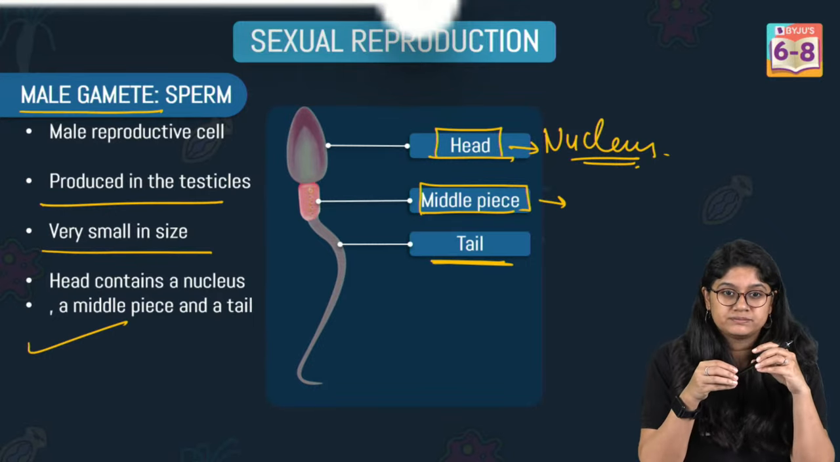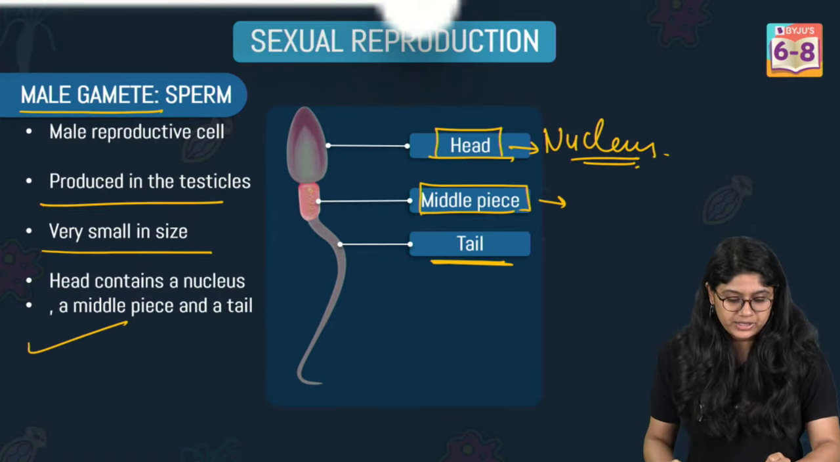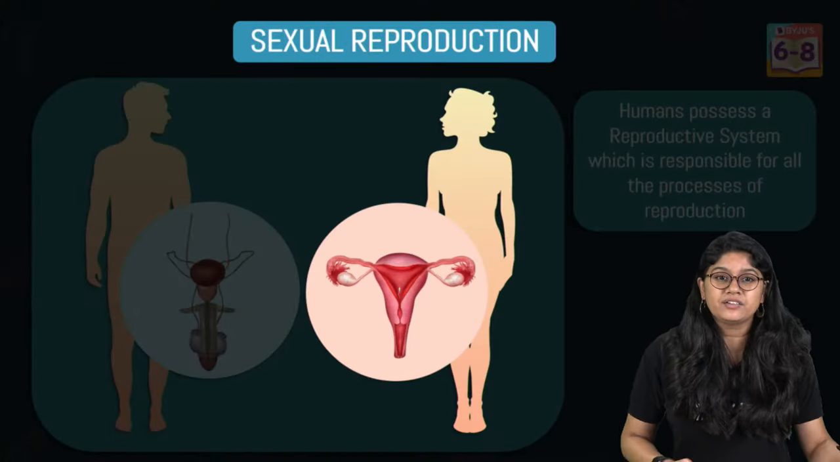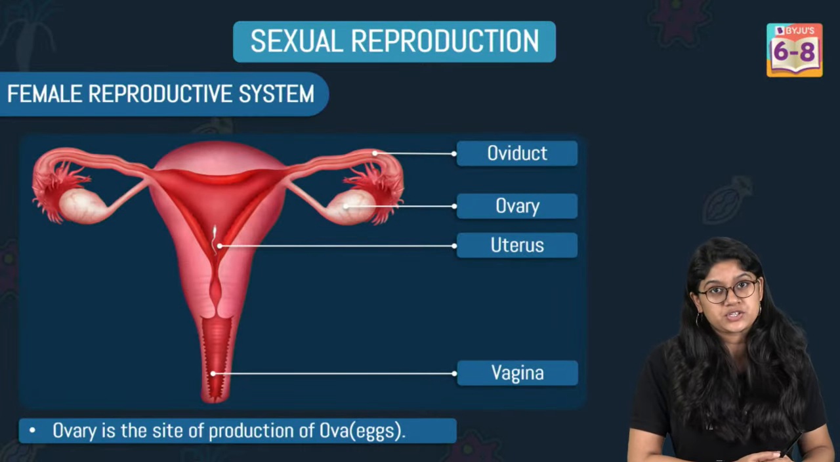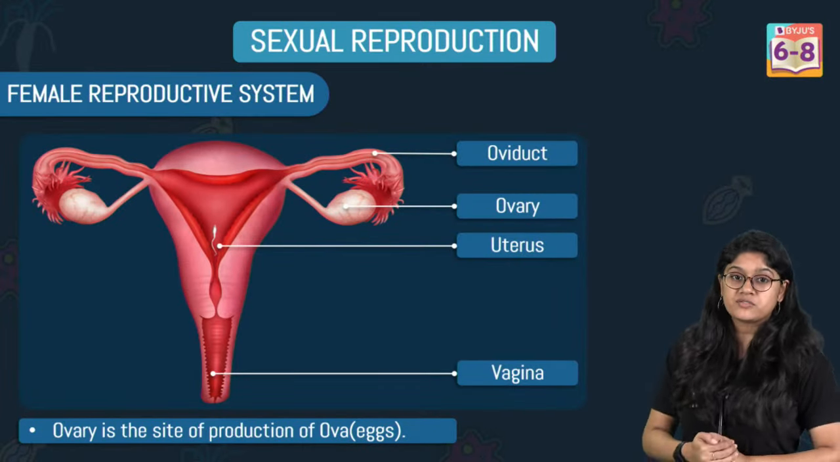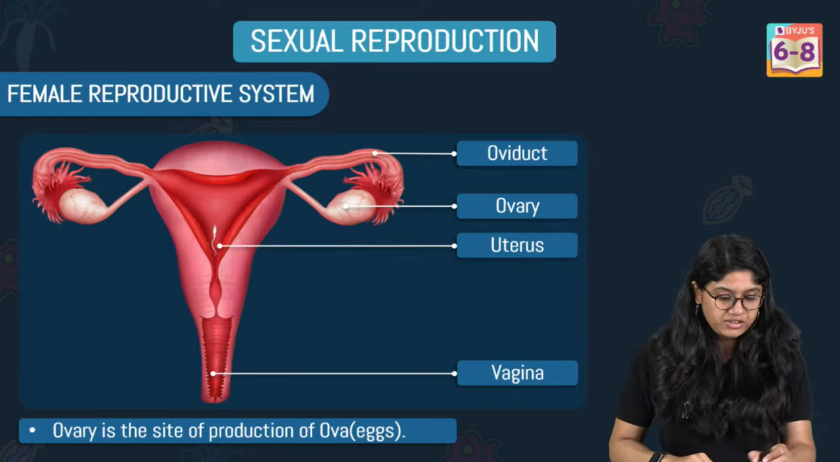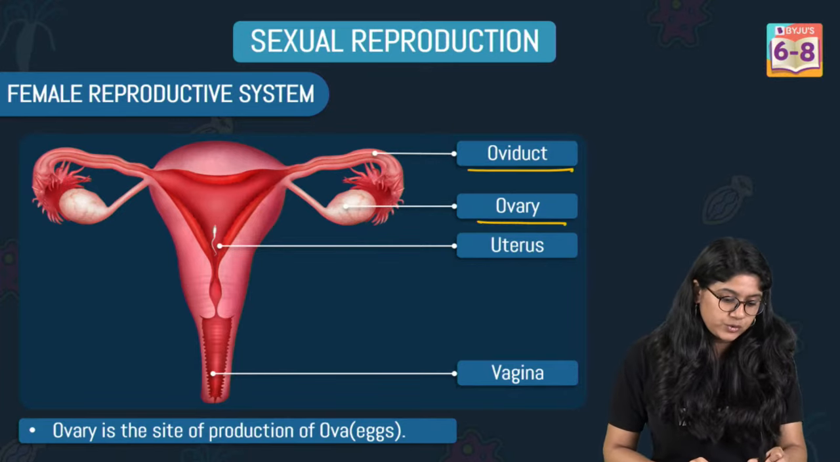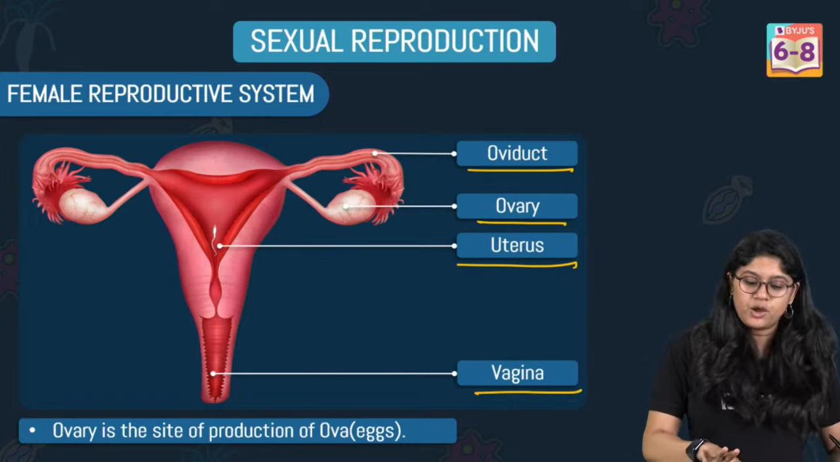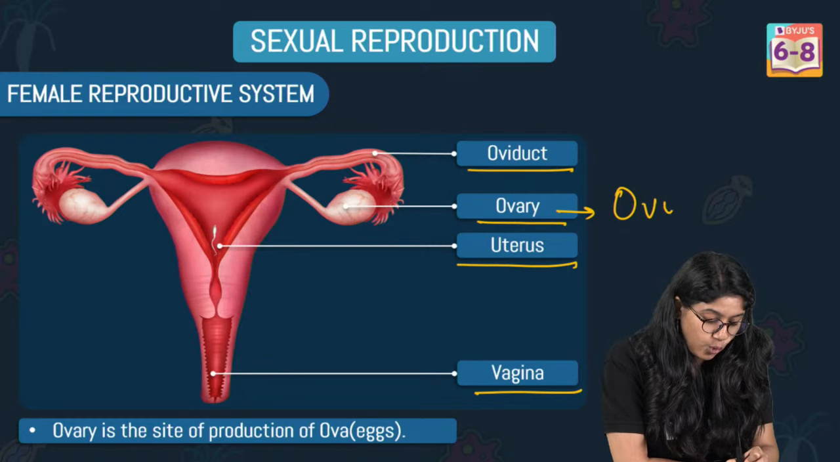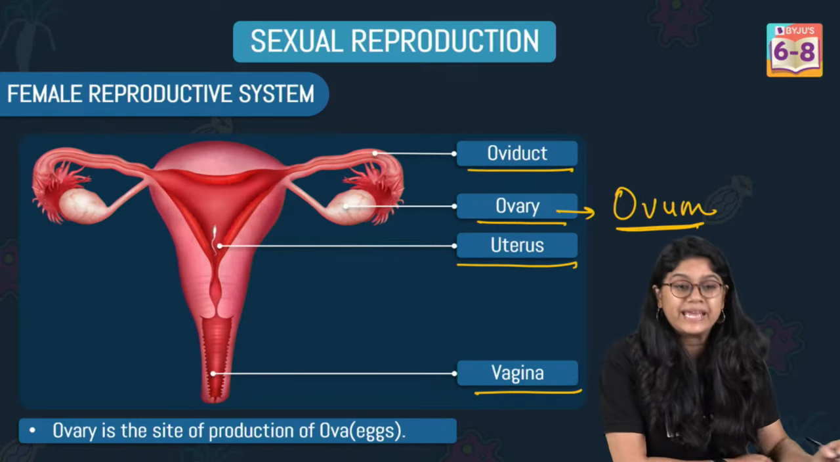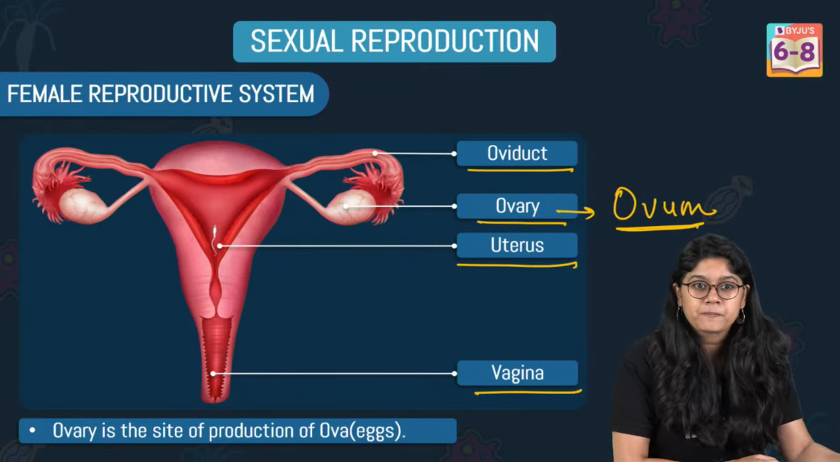Okay, let's move ahead, everyone. Now we'll be discussing the female reproductive system. Here we have the female reproductive system. In the female reproductive system, we have four major parts. We have ovary, oviduct, uterus, and the vagina. Now the ovary is where we'll see the production of the ovum, which is a female gamete. Okay?